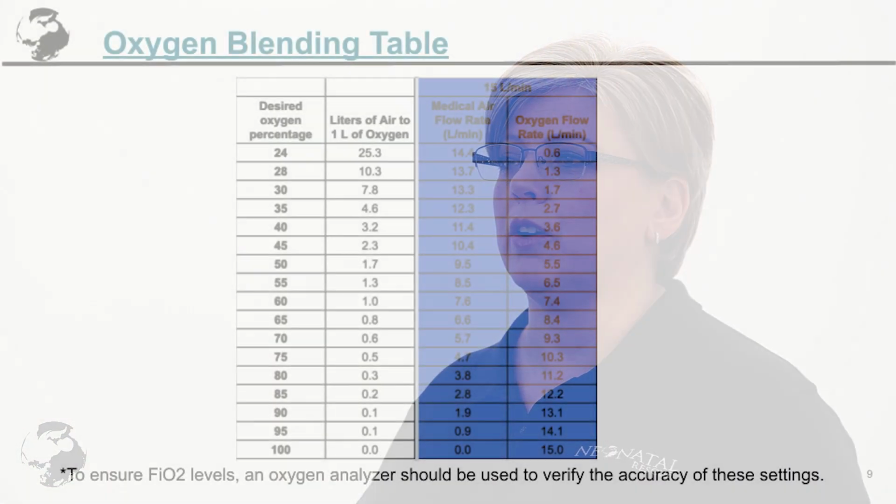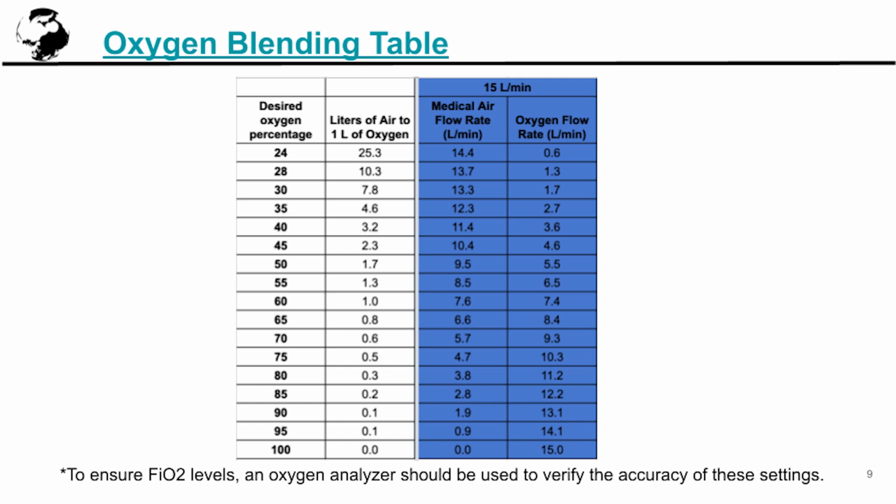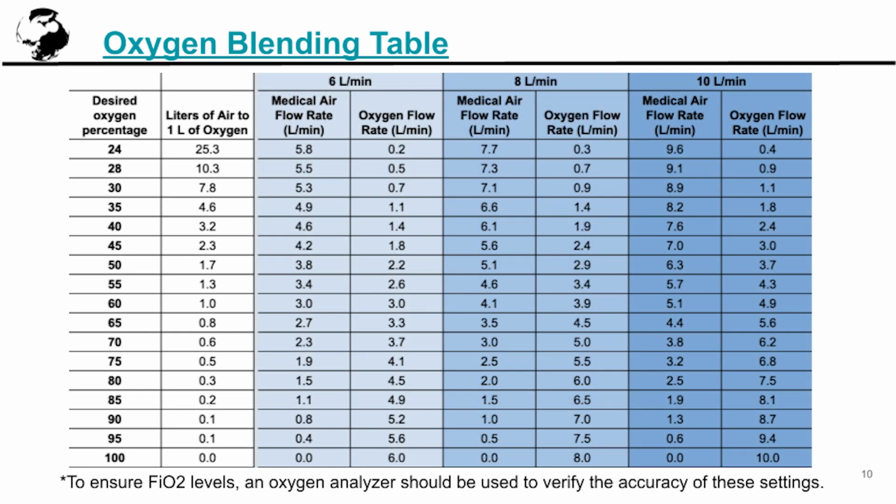To help with ease in calculations, these tables have been created. The table shown here is for 15 liters of total flow, as should be used with CPAP or ventilation. If flows of 6, 8, or 10 liters are needed for high flow for infants, additional flow tables may be used for reference. This concludes the information on using external gases with the NeoLife ventilator and adjusting the oxygen percentages for FiO2.